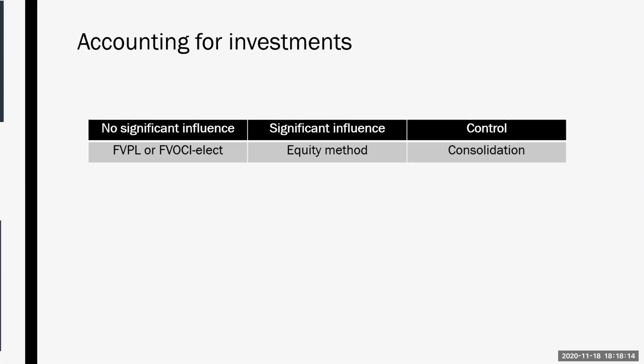And if the investor obtains control, then basically a parent subsidiary relationship is established. If this is a purchase of common shares, then there is a parent subsidiary relationship, and the parent company must consolidate the financial information of the subsidiary into its own financial information.